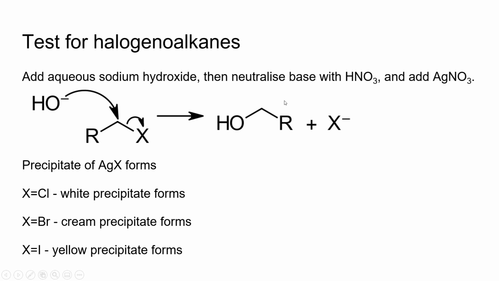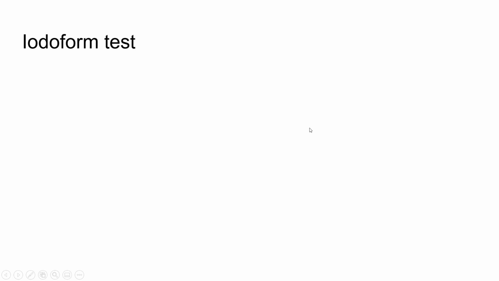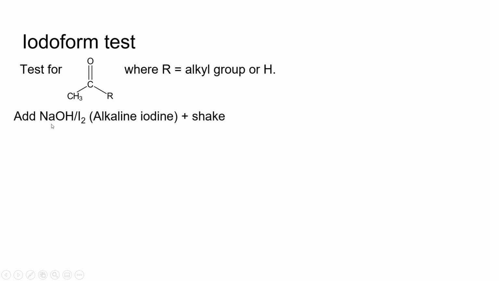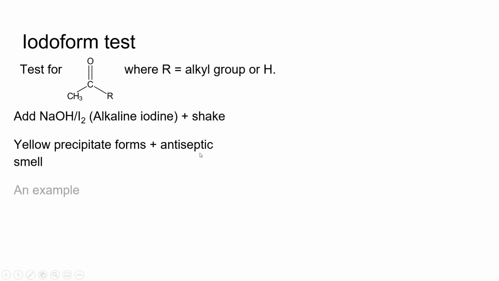It's a particular shade. Next, we'll look at the iodoform test. This is a test for this methyl carbonyl group. R can be alkyl or hydrogen. So this is performed with alkaline iodine, sodium hydroxide and iodine, which is made in situ. And what we see is a yellow precipitate and an antiseptic smell.